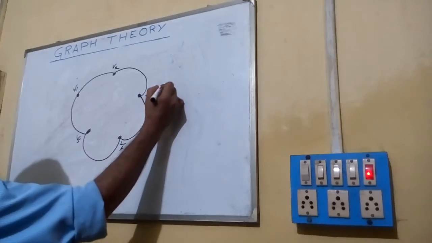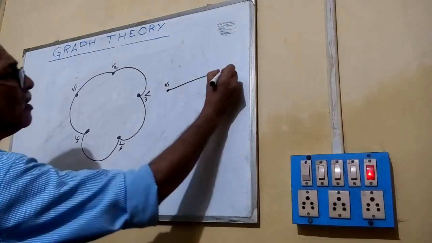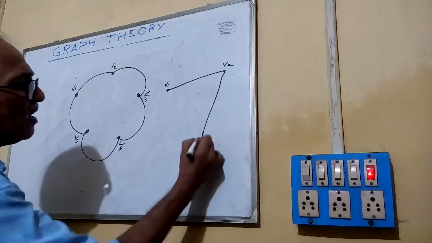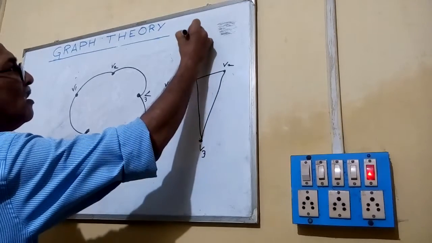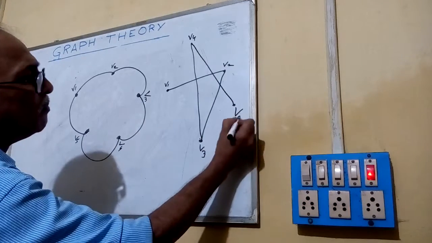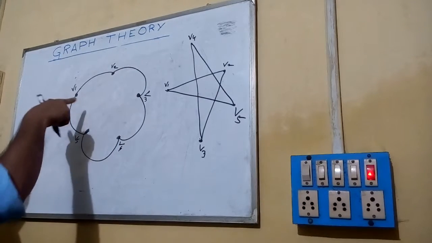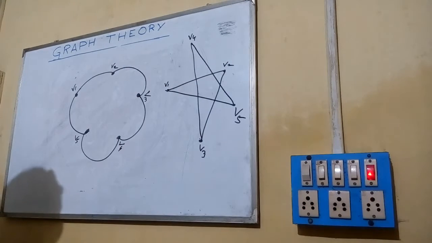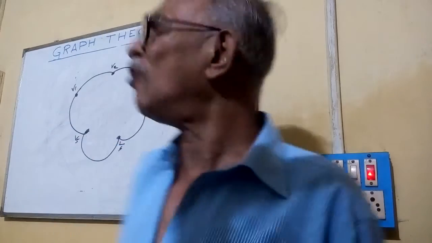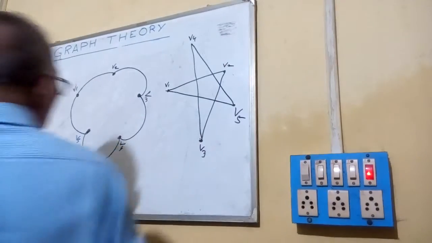See this one, if I am drawing in this way, starting from V1, V2, this is V3, this is V4, this is V5, and if we are coming back to V1, then also it's a cycle. But in this graph and in this graph, there is no difference. Don't see the shape. In graph theory, shape is not important. The vertices and edges concerned are the only important thing.